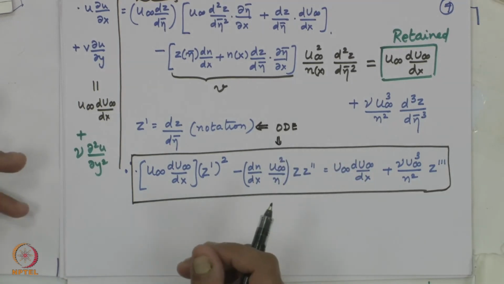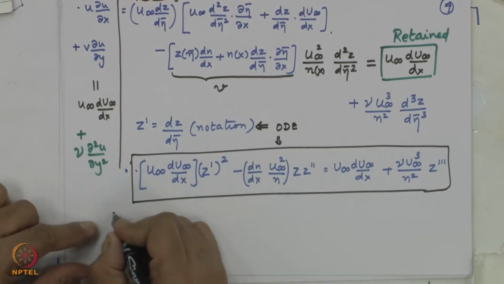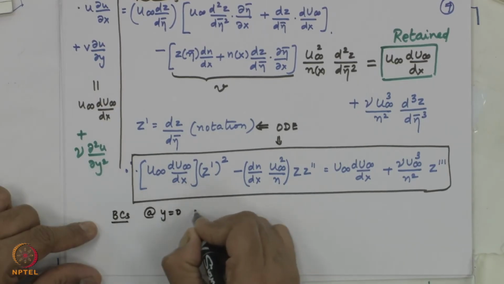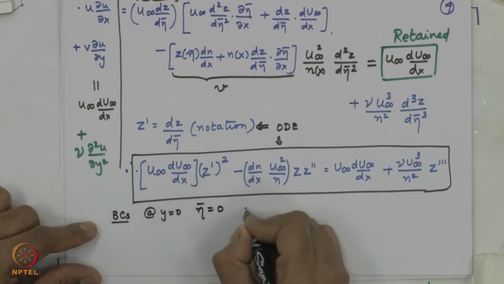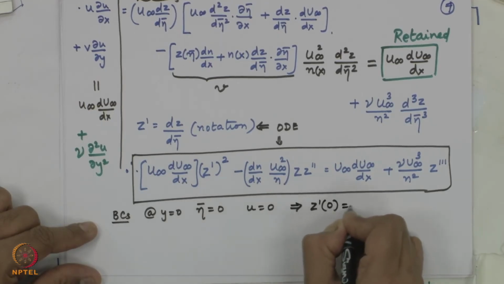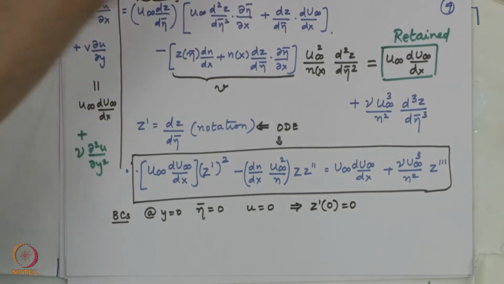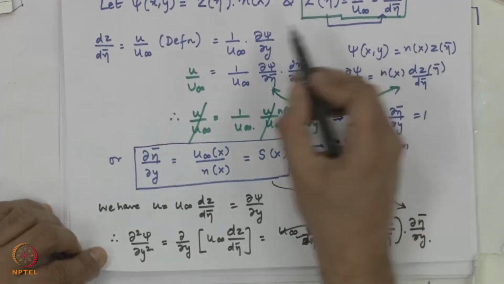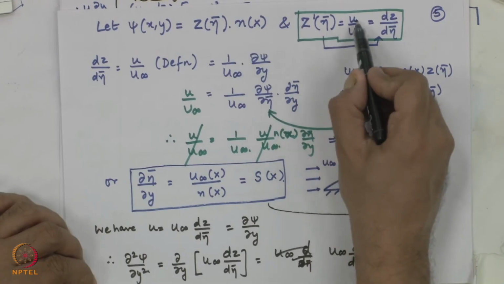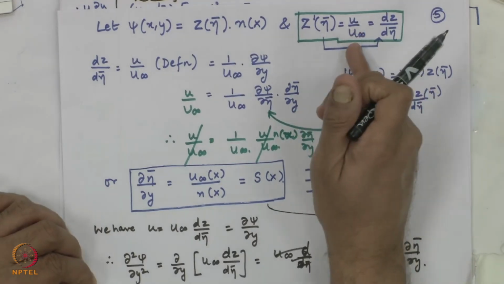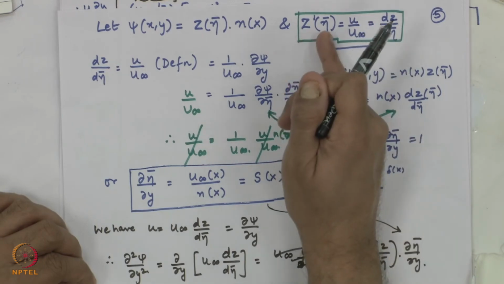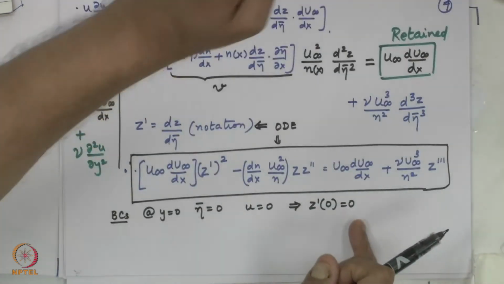Is this useful? Not exactly. So, we first anyway will specify the boundary conditions at y equal to 0, which means eta bar equal to 0, u equal to 0, which means z prime of 0 is 0. You might be wondering, what am I writing? Well, y equal to 0 corresponds to eta bar equal to 0. At the wall, u is equal to 0. What is u equal to 0? It means z prime of 0 equal to 0. That is what I have written here.